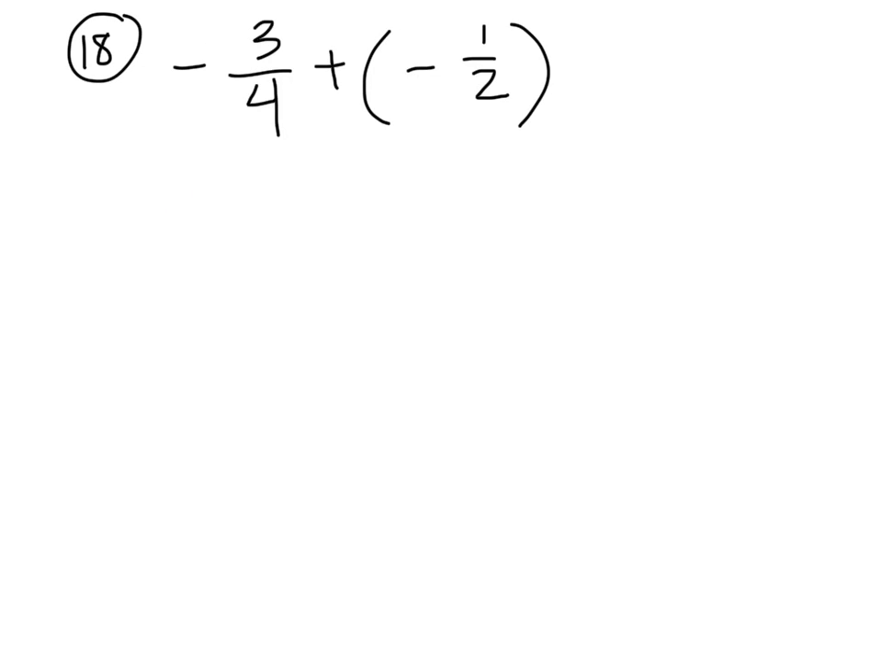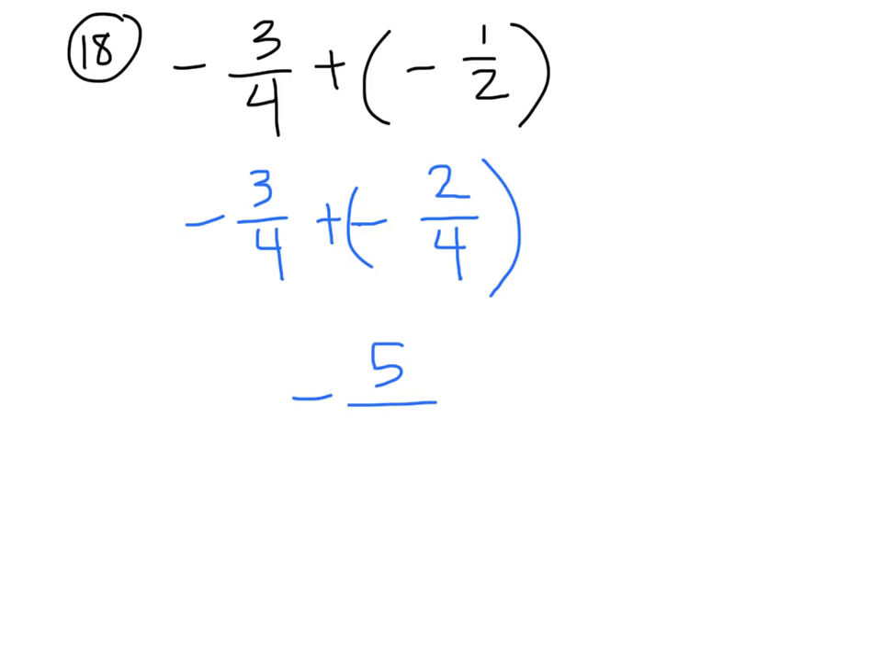Number 18, I have negative 3/4 plus negative 1/2. First rule, common denominators. Negative 3/4 plus negative, and my common denominator is going to be fourths. So this is 2/4. I can keep it in parentheses if I want. So I add my numerators. Negative 3 plus negative 2 is negative 5/4. And that changes into negative 1 and 1/4.